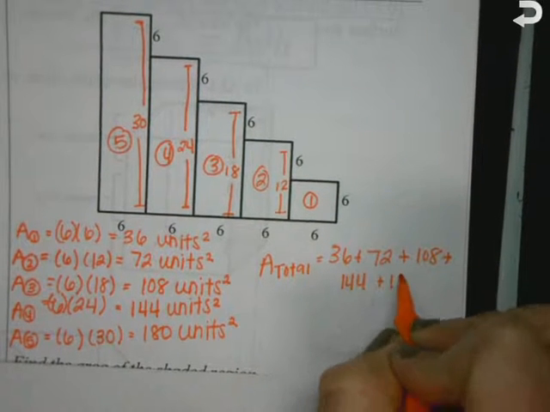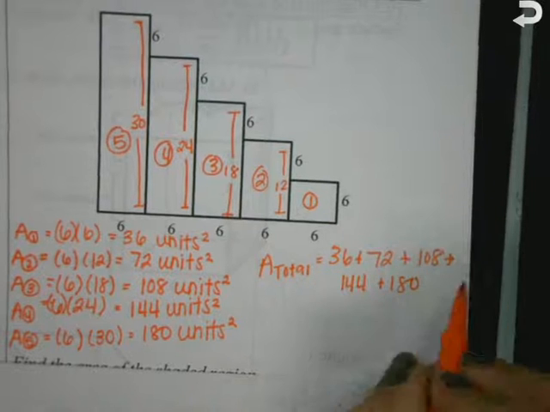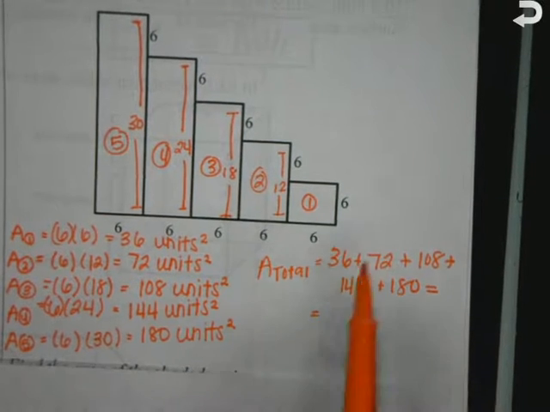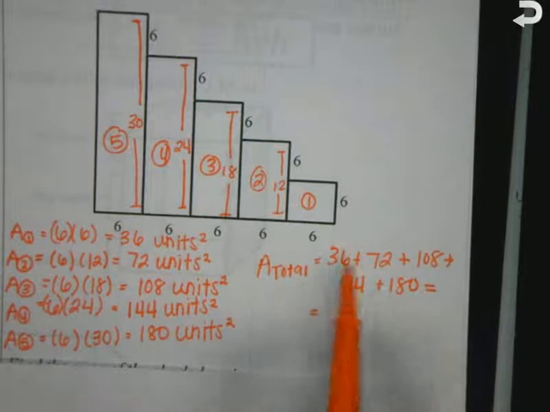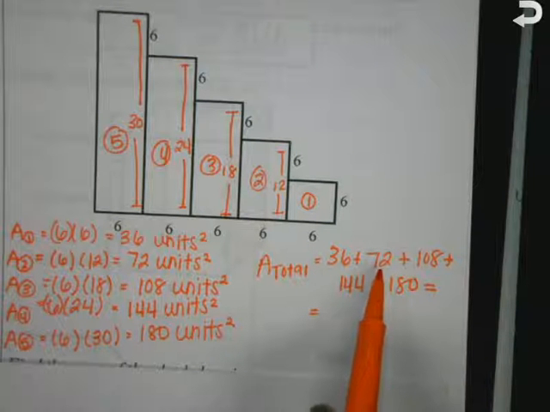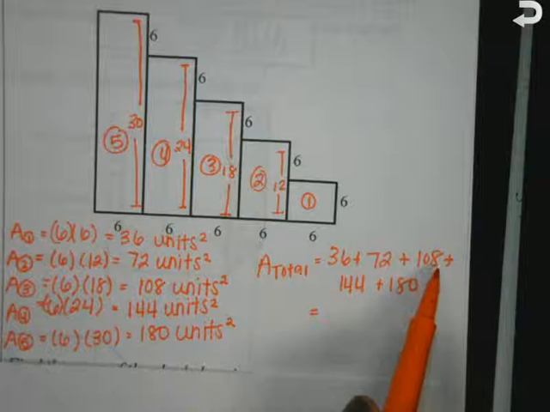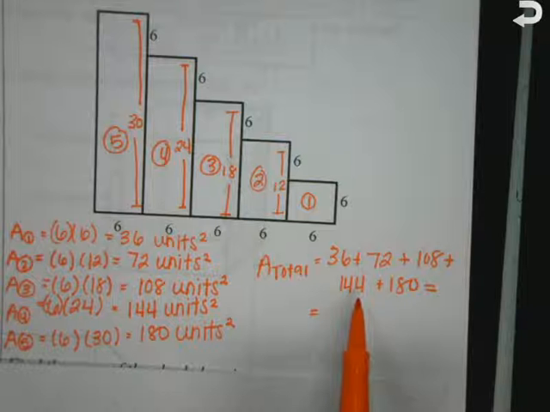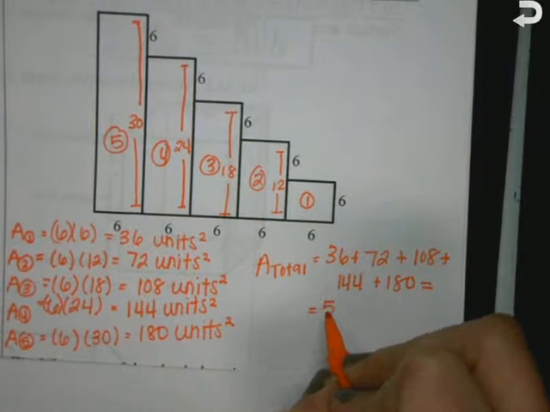Okay. 36 plus 72 gives me 108. Plus 108 is 216. What'd you get? 540? Is that it? Yeah. Okay, 540 what? Units squared. Awesome. Units squared, because we are looking at area.